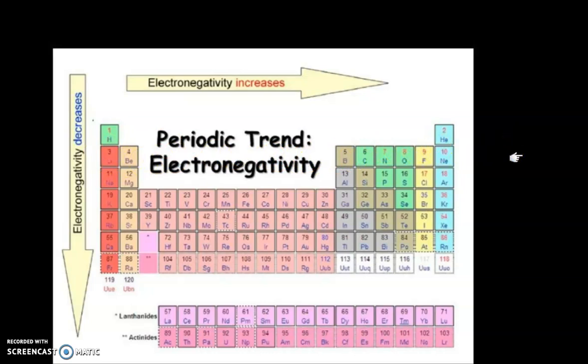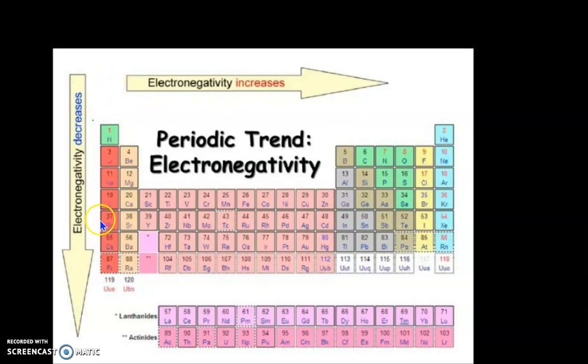This phenomenon goes on increasing from left to right with increase in atomic number, thus resulting in increased electronegativity values. Similarly, electronegativity also increases with increase in number of valence shell electrons in the same period.